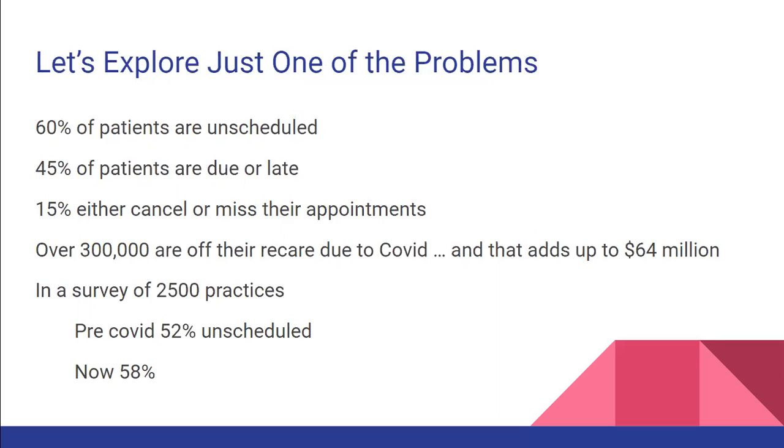45% of patients are due or late. 15% either cancel or miss their appointments. Over 300,000 are off their recare due to COVID, and that adds up to about $64 million in lost revenue. This was done in a survey, like I said, of 2,500 practices. And here's another statistic that's interesting. Pre-COVID, 52% were unscheduled, and after COVID, 58%.